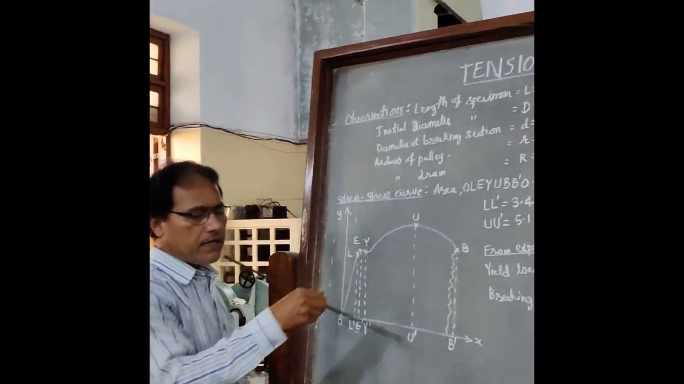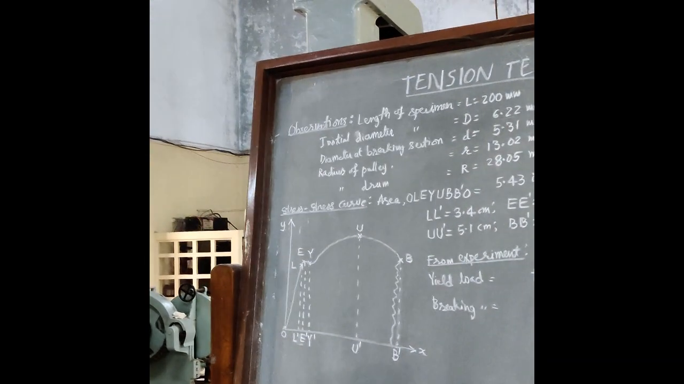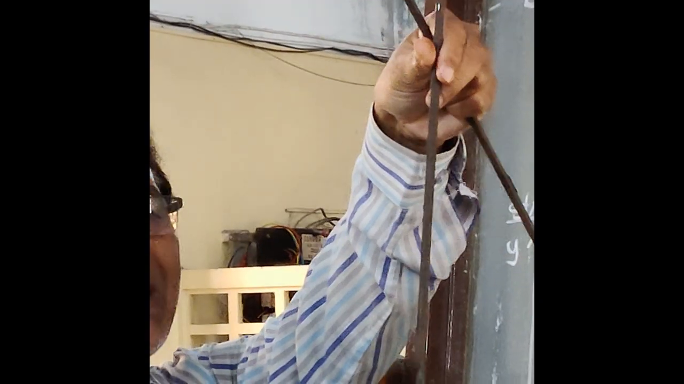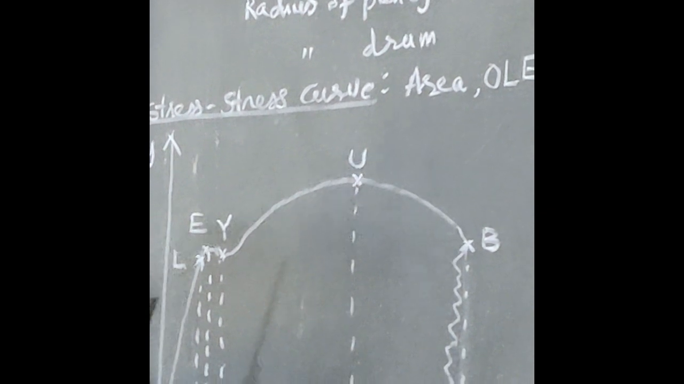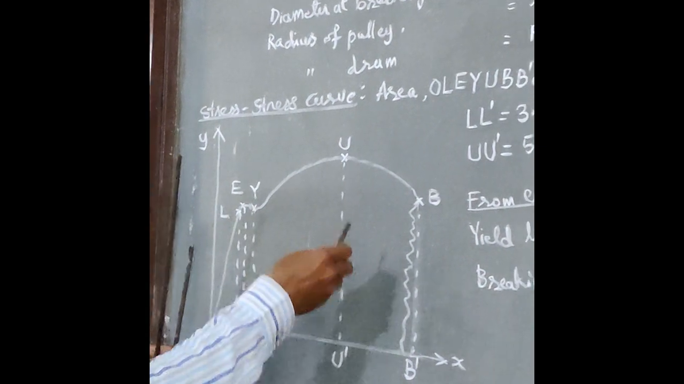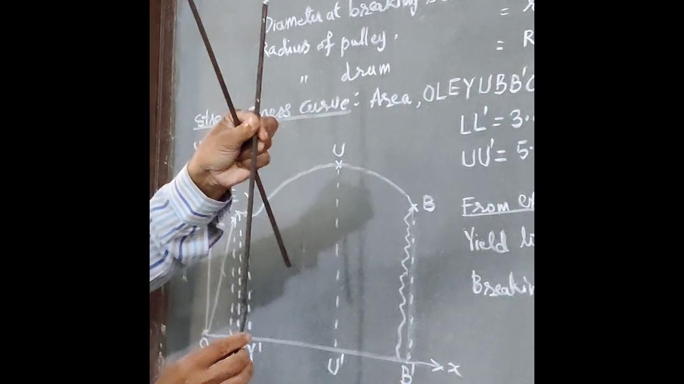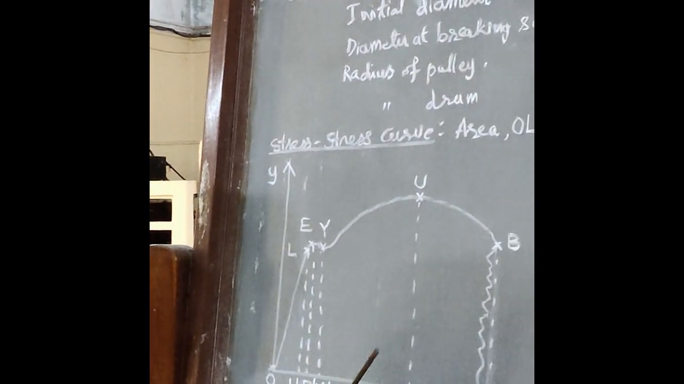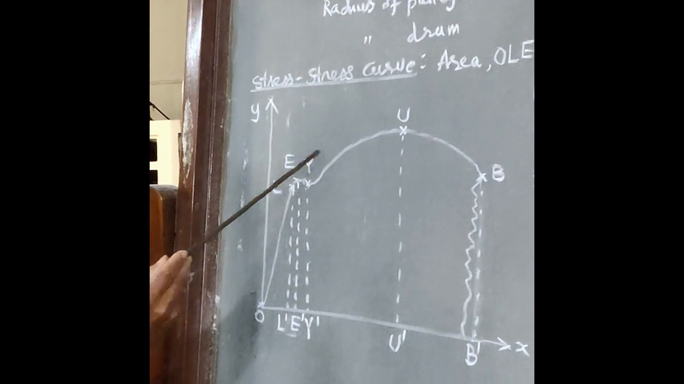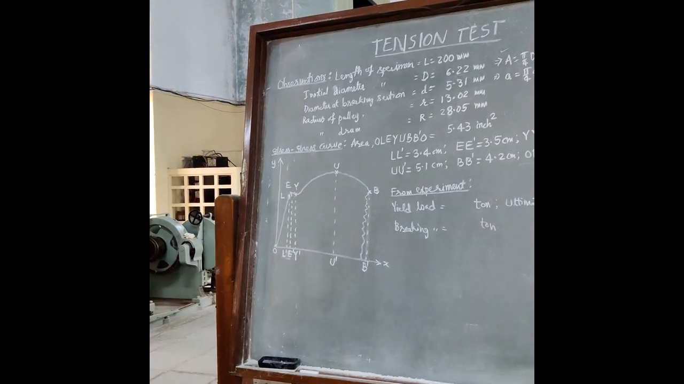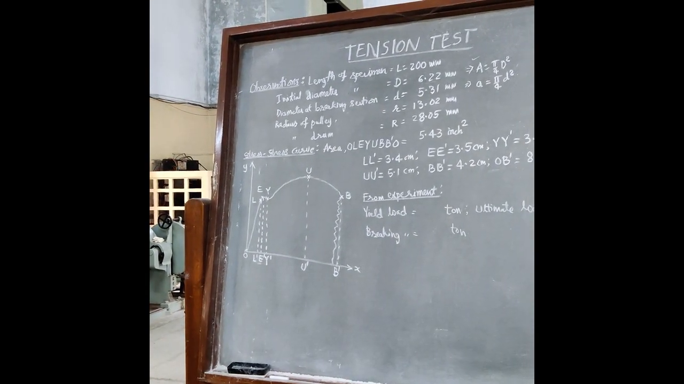However, after the ultimate point, what happens is the necking will form. This is how the necking has formed, at the reduced area. From here onwards, the area will reduce drastically, and further the breaking load will also reduce. Therefore, in such a case, it will break at a reduced load with formation of the necking. These are the different salient points of this stress strain curve.